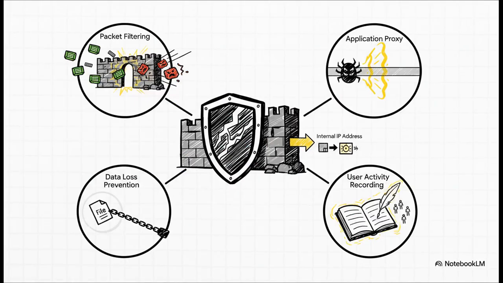But here's what's really cool. A modern firewall isn't just a simple on-off switch. It's way smarter than that. It does something called packet filtering, where it actually looks at the little pieces of data flying by. It can be an application proxy, which helps shield you from nasty stuff. It can even prevent data loss by stopping sensitive files from leaving your network. And, this is a big one, it logs everything. It records user activity, giving you a detailed record of who's doing what.